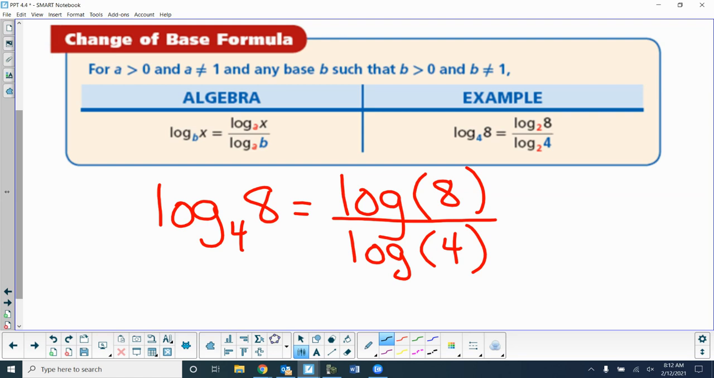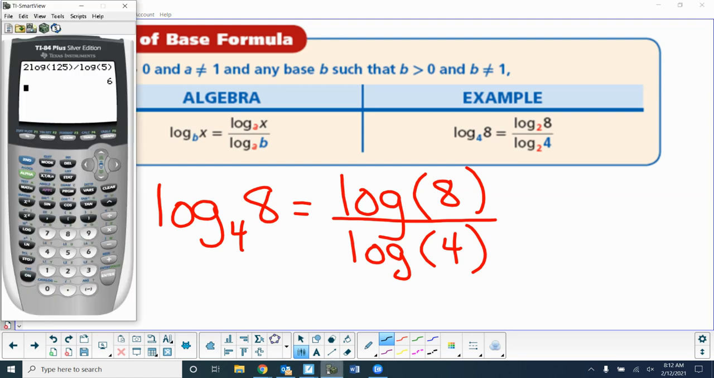So if we did that problem there, log of 8, close it off, divide by log of 4, close it off. We'll get 1.5. Now, we'll get some decimals, that's okay. Nothing wrong with it.